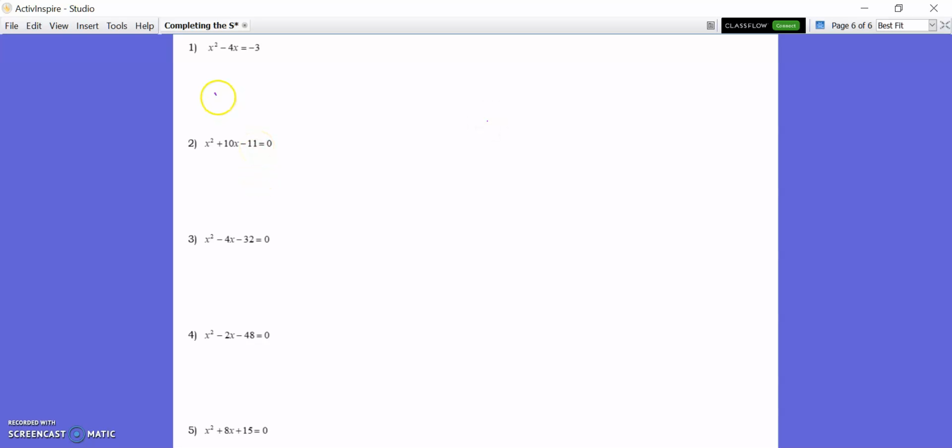Again, I need it in the form of x squared plus bx equals d. And I don't have that right now. I actually have a c term right here, and I got to get rid of it. I got to move it over to the other side. So when I do that, my equation becomes x squared plus 10x equals, we're going to add that 11 to both sides, 11.